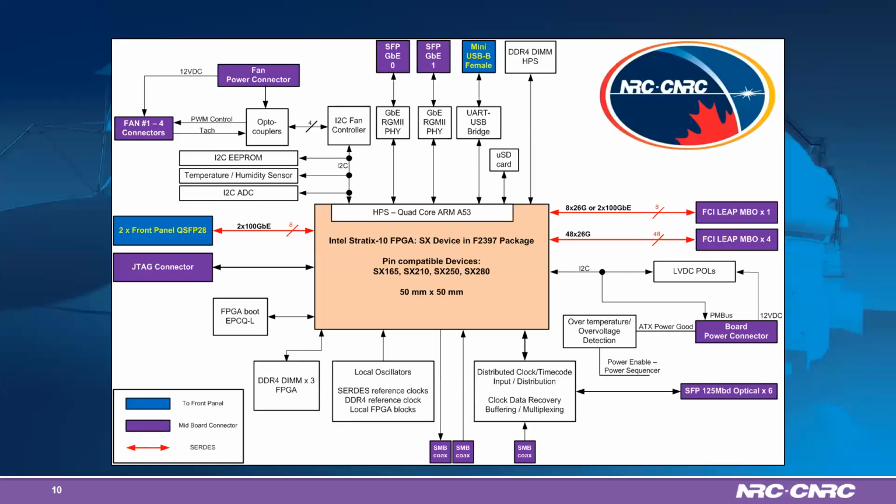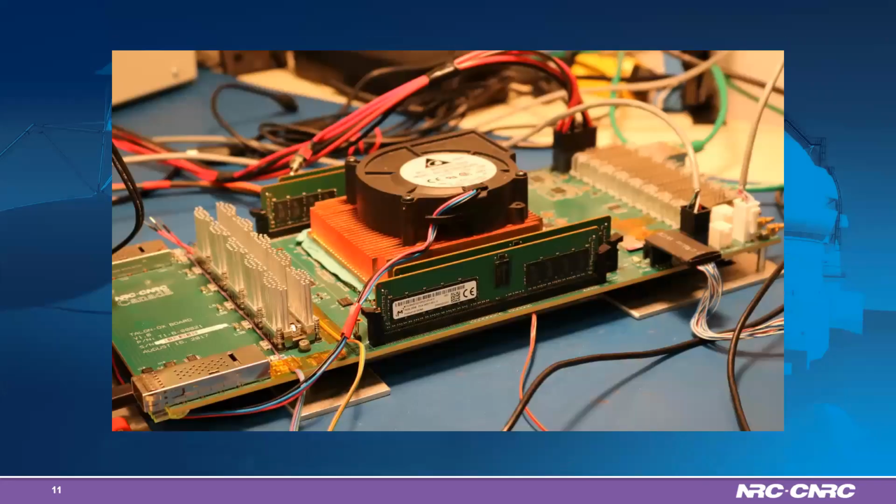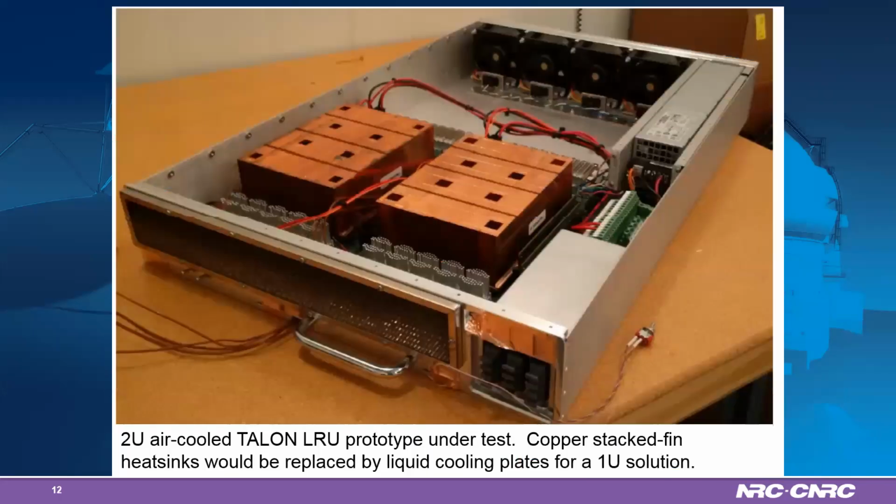This is a block diagram showing the major systems on the Talon DX board, and for anyone interested in looking at it in more detail, feel free to pause the video, but I'm going to move on. This is a picture of the first prototype of the Talon DX board we received in August of 2017, and another picture showing the Talon LRU with 2 Talon DX boards. And a note that SKA requires air cooling, but this is certainly amenable to liquid cooling, which could potentially reduce the height of the box to 1U.